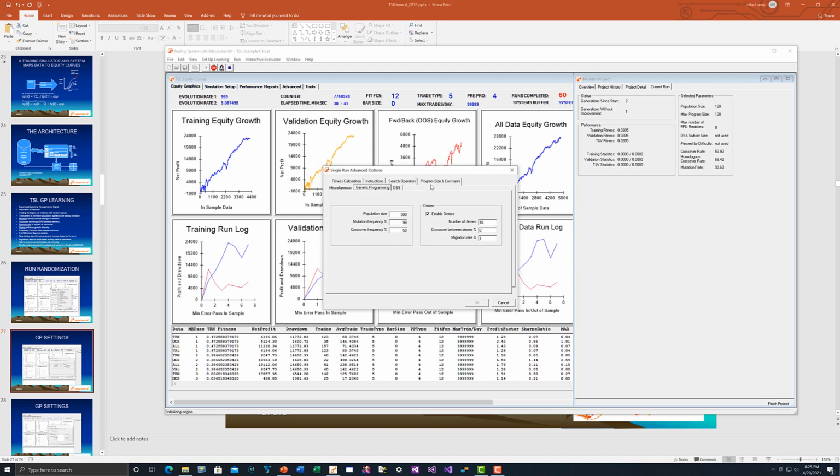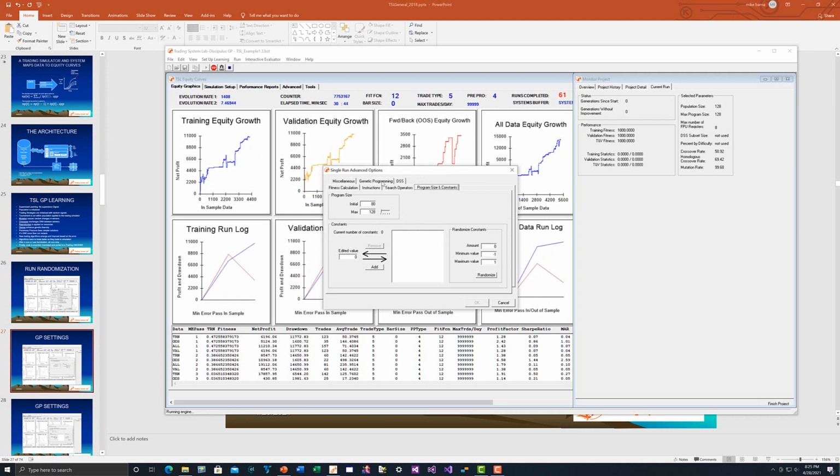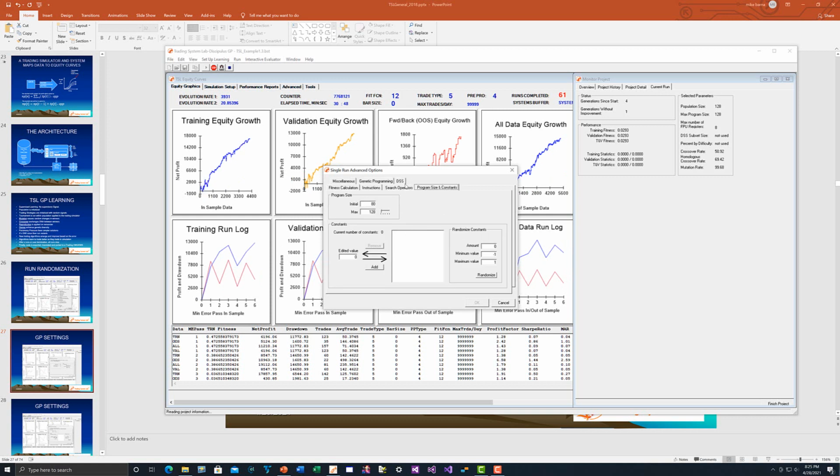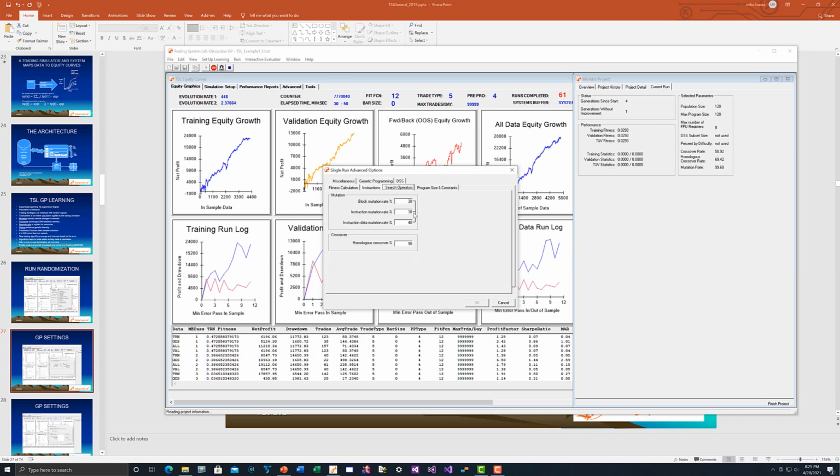Let's see. On the program size, on the search operators here, we have the block mutation rate and the mutation rate. These are the initial mutation rates set for the genetic program. And we like running these numbers right here. A lot of homologous crossover seems to help the design.